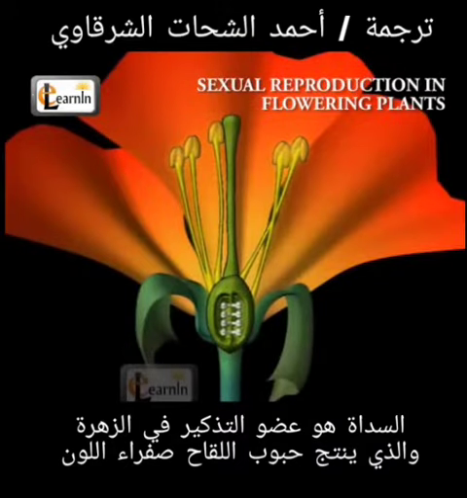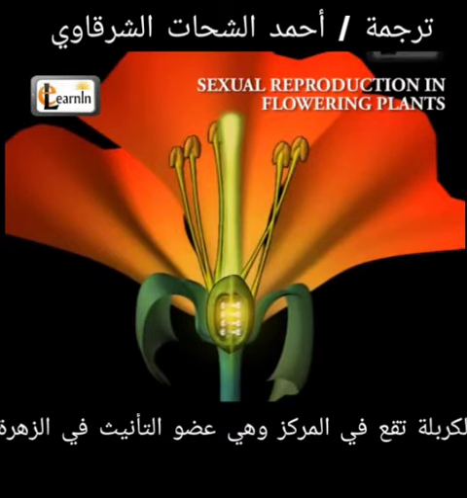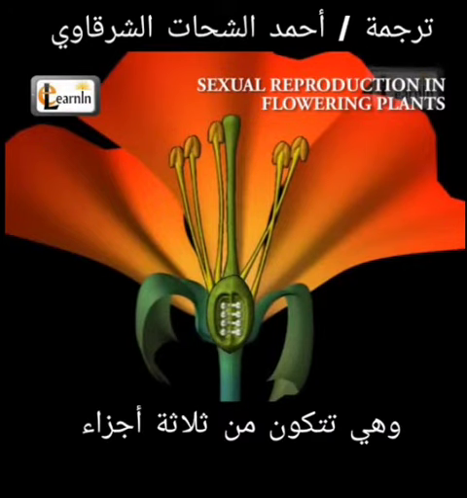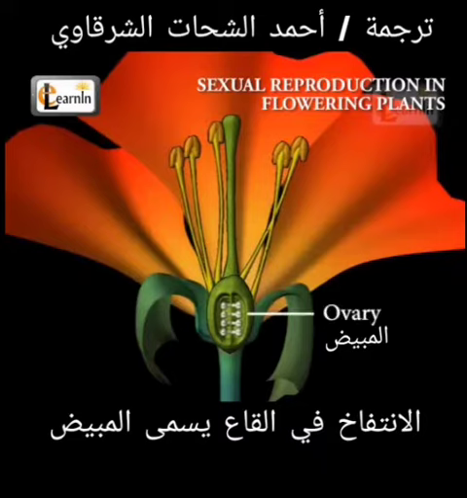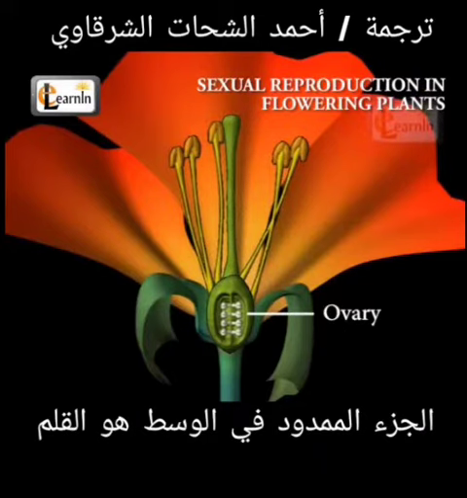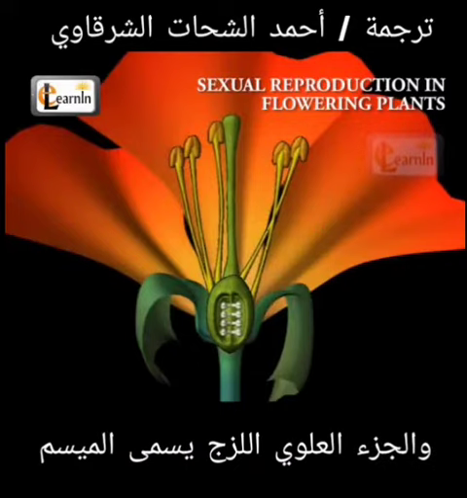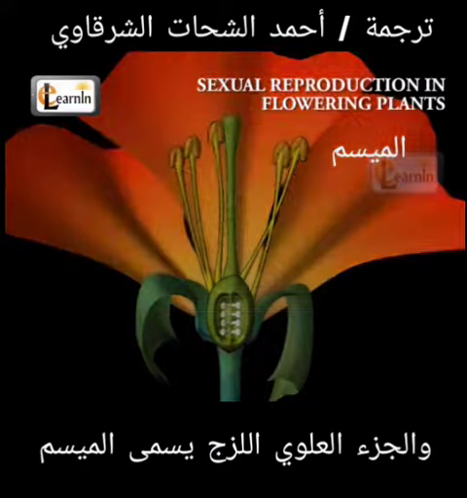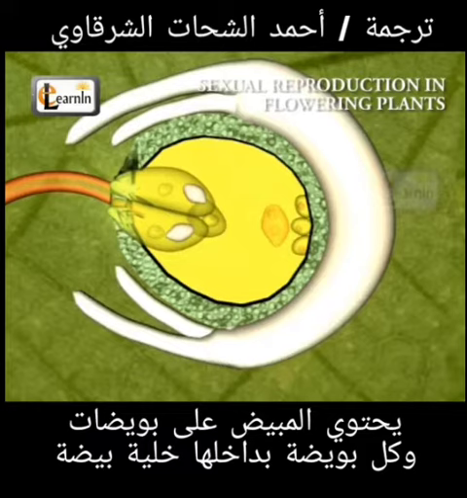The stamen is the male reproductive part, and it produces pollen grains that are yellowish in color. Carpels are present in the center of the flower and are the female reproductive part. It is made up of 3 parts. The swollen bottom part is the ovary, the middle elongated part is the style, and the terminal part, which may be sticky, is the stigma. The ovary contains ovules, and each ovule has an egg cell.